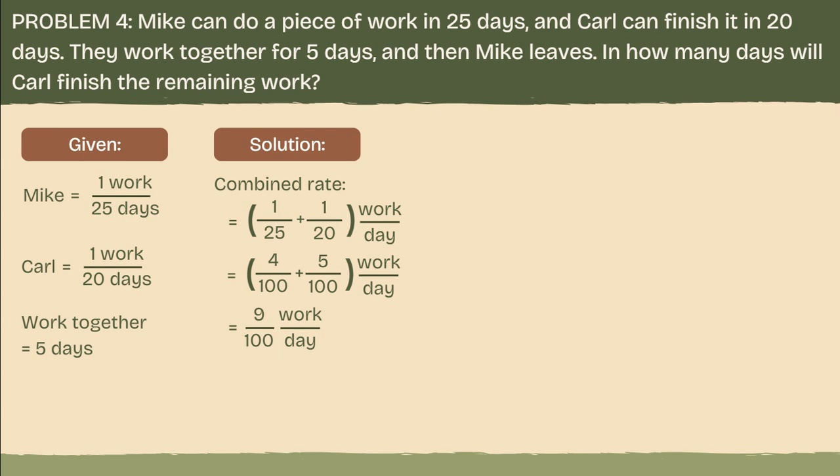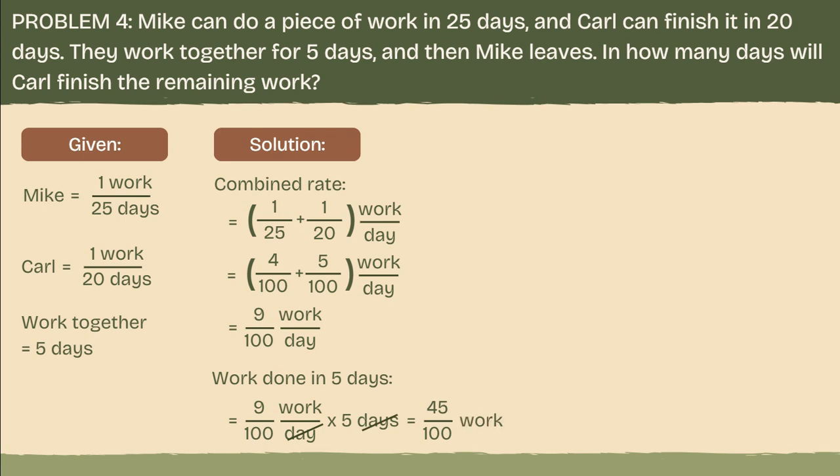Now, how much of the work is done if they work together for 5 days? Let us multiply their daily rate by 5 days, giving us 45 over 100. By dimensional analysis, we can see that the unit day cancels out, leaving us with the unit work. So, 45 over 100 of the work is completed in 5 days. Therefore, the remaining work must be 55 over 100.